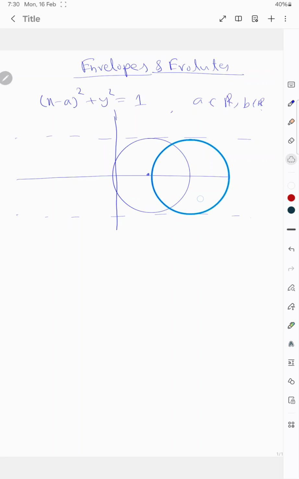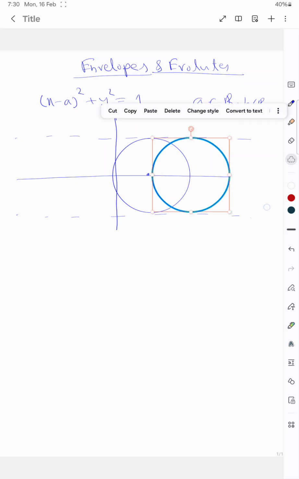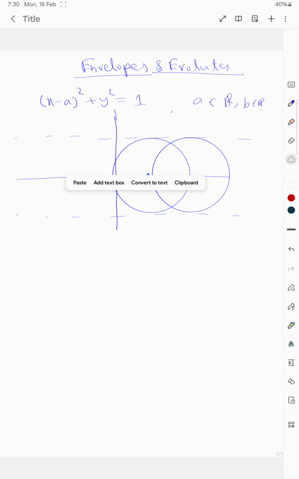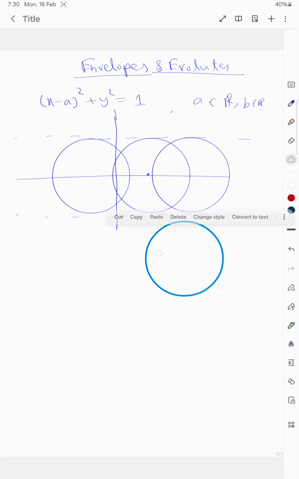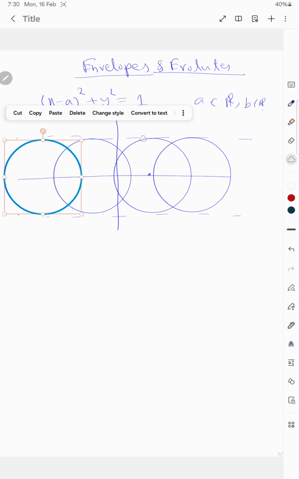So if you vary your a only, you will get this type of circle, because if your a changes, correspondingly the center of the circle will change, right? So in this way you have this type of thing.